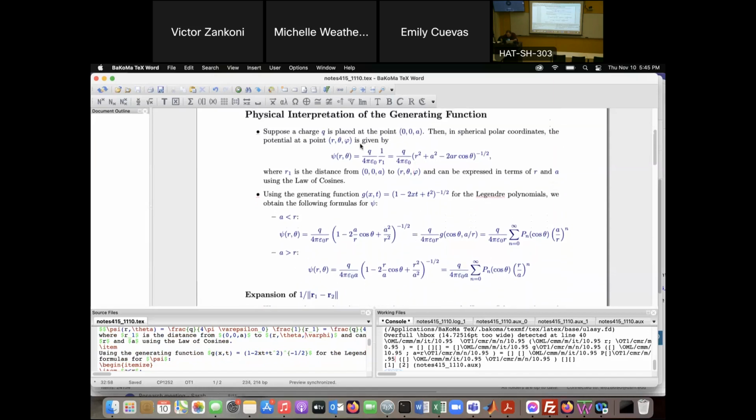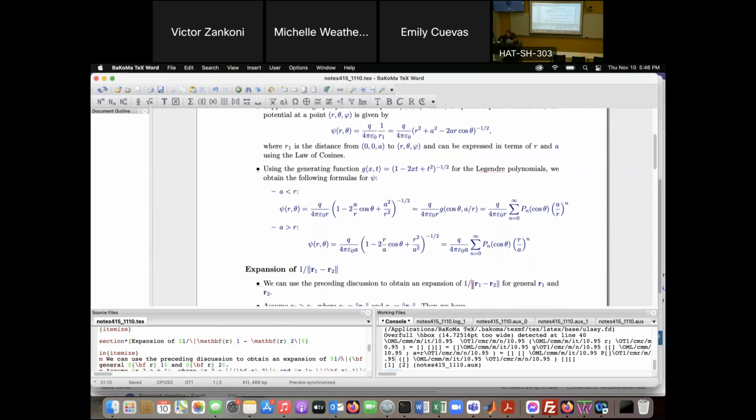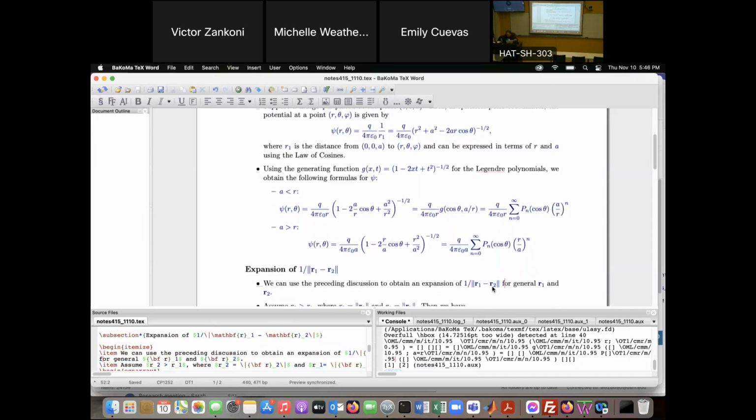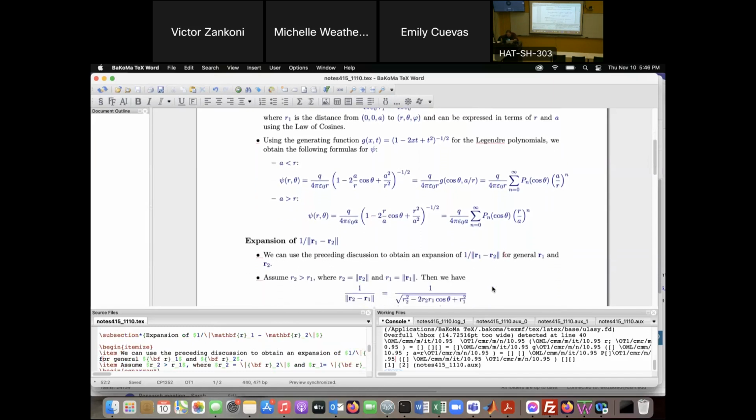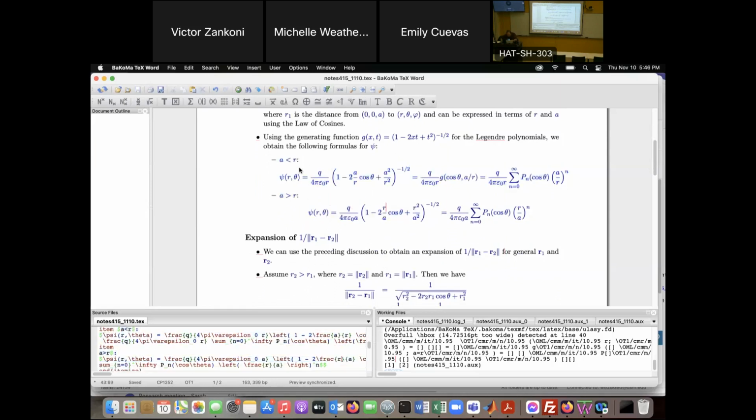Now, in this example, we had the charge placed at a convenient point, 0, 0, a. But what we've seen here, we can use this approach to get an expansion of 1 over the distance between any two points, r1 and r2, by making use of the generating function for Legendre polynomials. As long as these magnitudes, r2 and r1, are not equal, just as here we needed them to be not equal, it didn't matter otherwise what the relationship was between them. As long as they're not equal, we can use one series or the other.